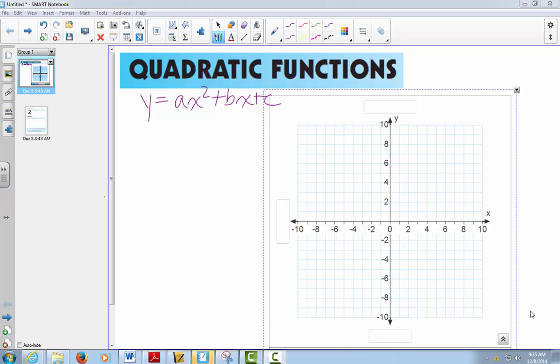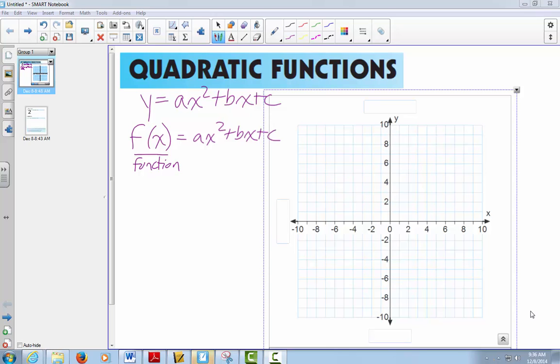One little detail that we're going to talk about is this. This means it's a function, and we'll talk more about that later. But all you're doing is replacing y with this phrase f of x. Ax squared plus bx plus c. Same thing, you're just changing it. Instead of writing y, you're writing function of x, or f of x.